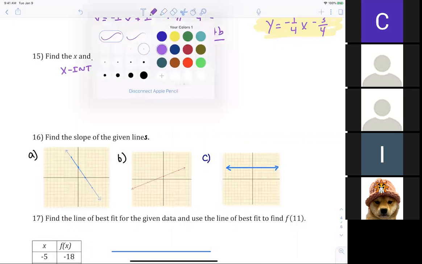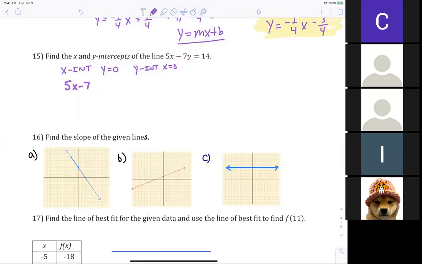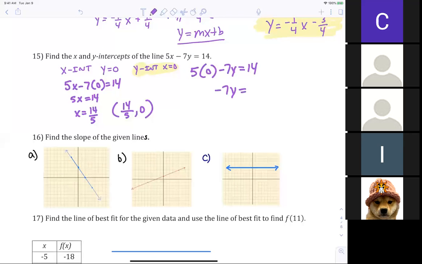So you would say 5x minus 7 times 0 equals 14. 5x equals 14. So x equals 14 over 5. So technically you could write the x-intercept as that. Now to find the y-intercept, we just let x equal 0. So it'd be 5 times 0 minus 7y equals 14. Negative 7y equals 14. So y equals negative 2. 0, comma, negative 2. Again, that's the y-intercept. That's the x-intercept. All right, anybody have any questions?